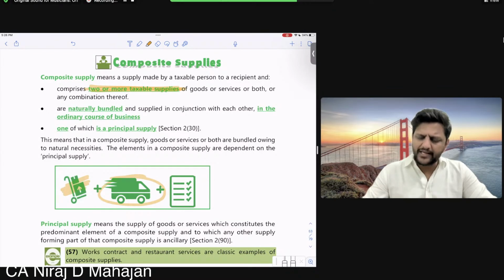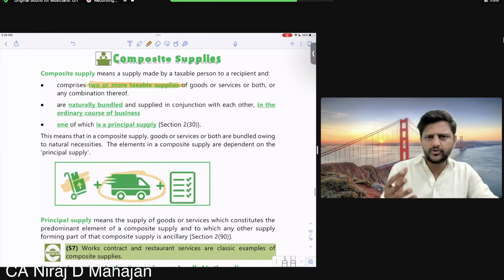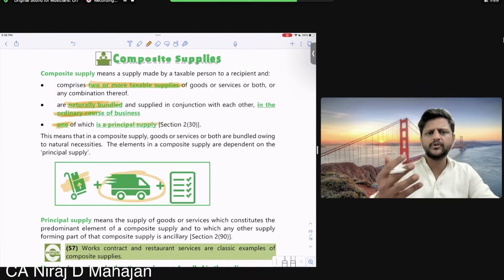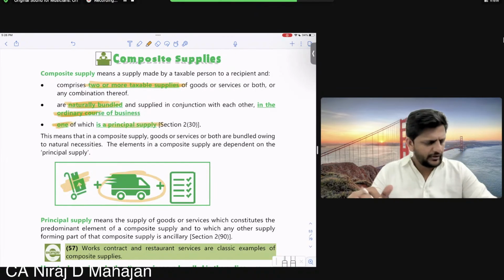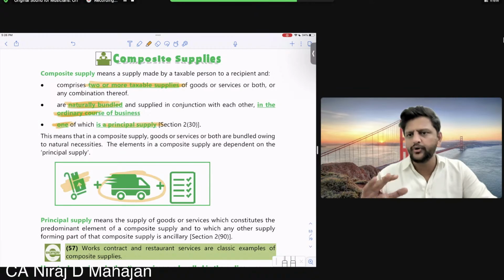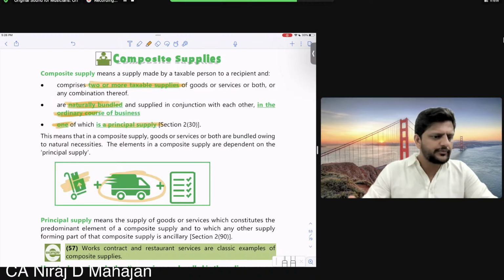Okay, so two or more taxable supplies, or any combination thereof of goods or services, naturally bundled in the ordinary course of business, and obviously only one of them, bachcho, will be a principal supply. Bachcho, let's understand, when you are traveling, let us say from again Pune to Delhi by flight, what all services we have to consider? Again, your airport services, lounge services, then in-flight beverages, that services, isn't it everybody? In-flight food and beverages. But what is the principal supply in this? What do you think, bachcho? What is the principal supply?